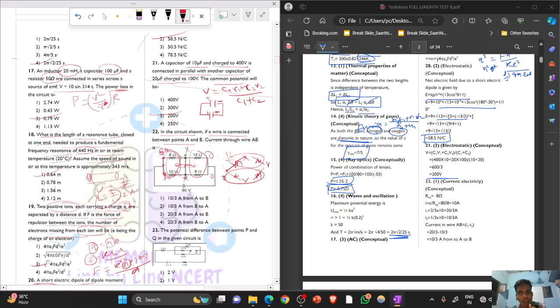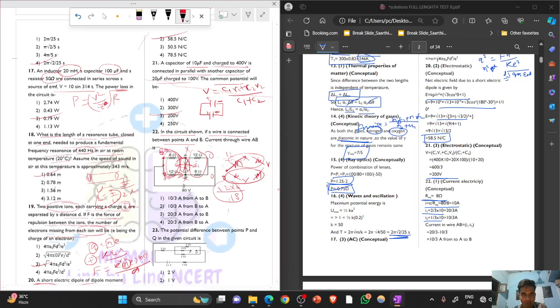12 and 6 in parallel comes out to be 12 into 6 by 18. You can calculate it out. After solving it, you get R equivalent to be 8 ohm. From R equivalent, you can calculate the I, and then you can calculate I1 and I2. And hence, you know that I1 is moving in that direction, I2 moving in this direction. For the wire, it will be opposite.